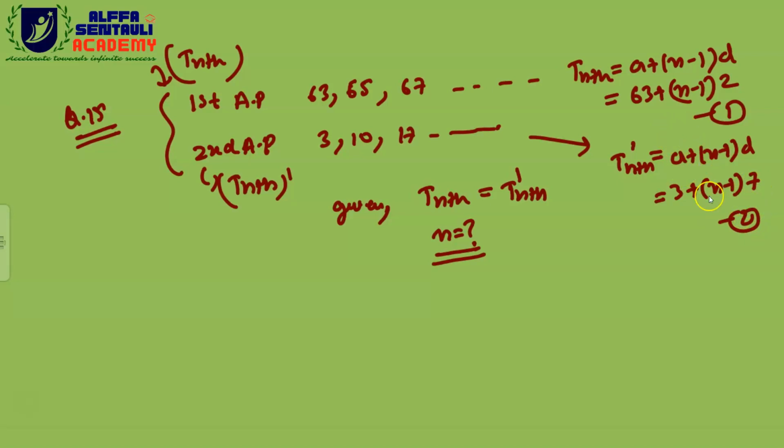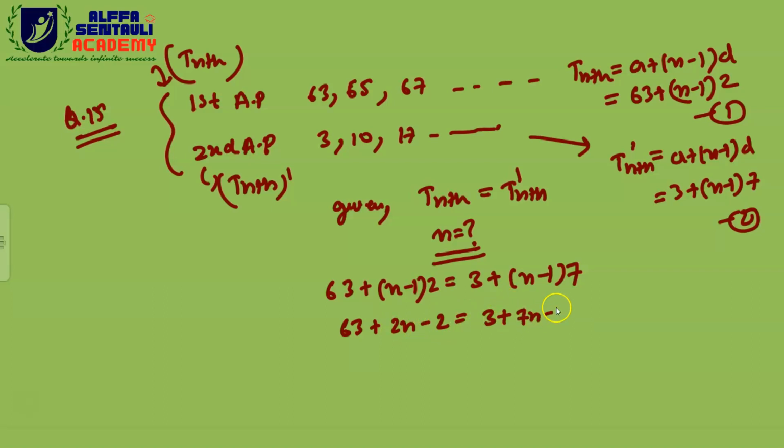Now in the question they are telling that equation 1 and equation 2 are the same. So equate these two equations: 63 plus n minus 1 into 2 will be equal to 3 plus n minus 1 into 7. You can easily solve it as 63 plus 2n minus 2 will be 3 plus 7n minus 7. Solve this equation and you can get the value of n. Okay, easy. Easy homework problem. Right, beta? Easy? Yes. Easy.